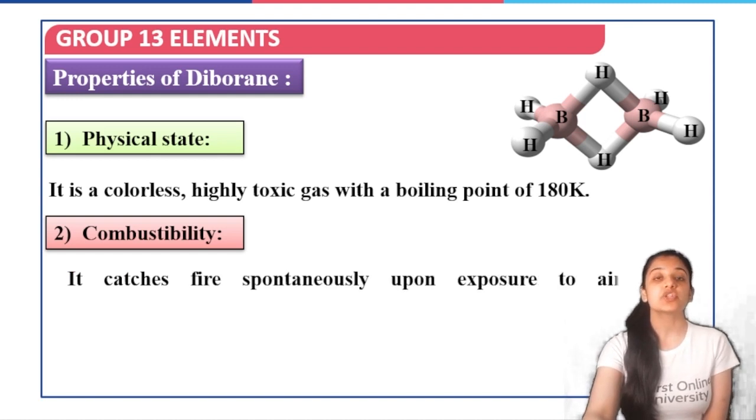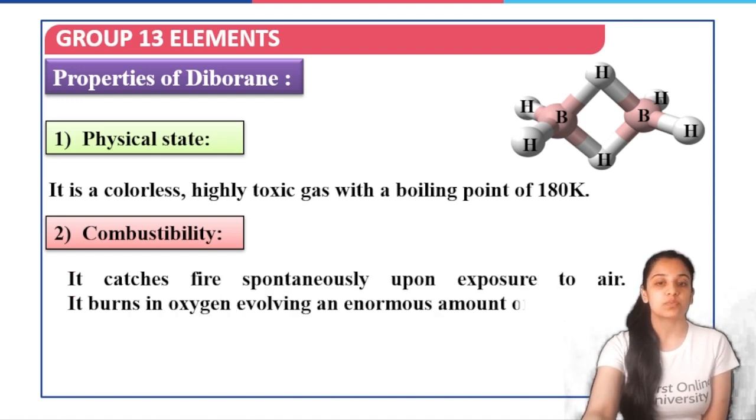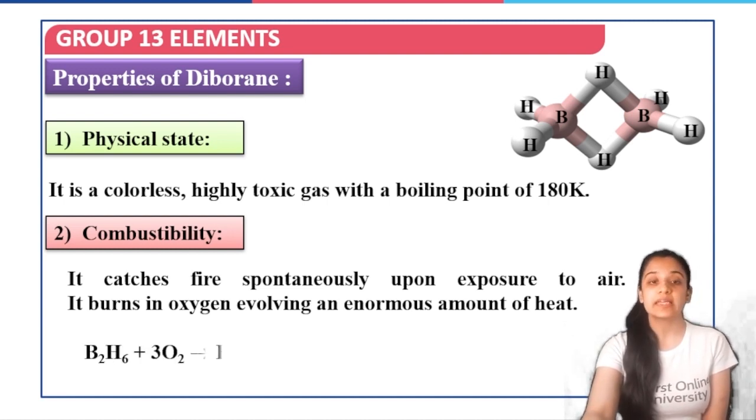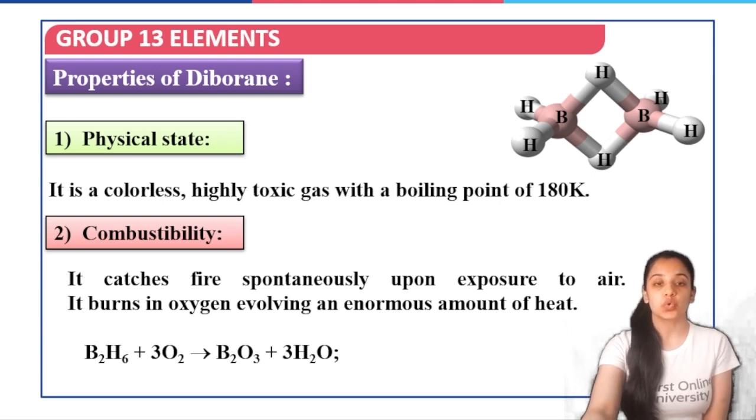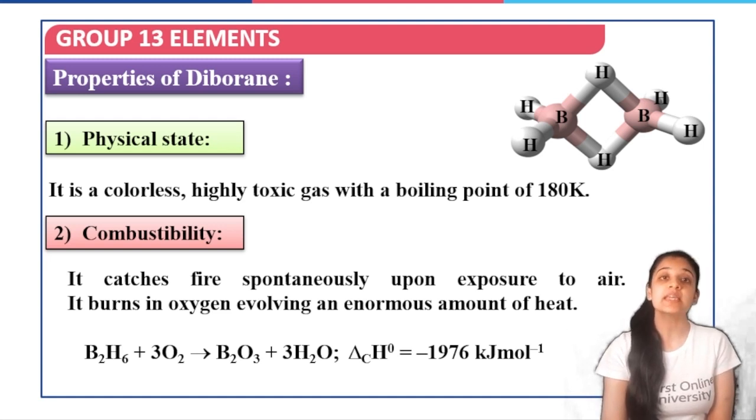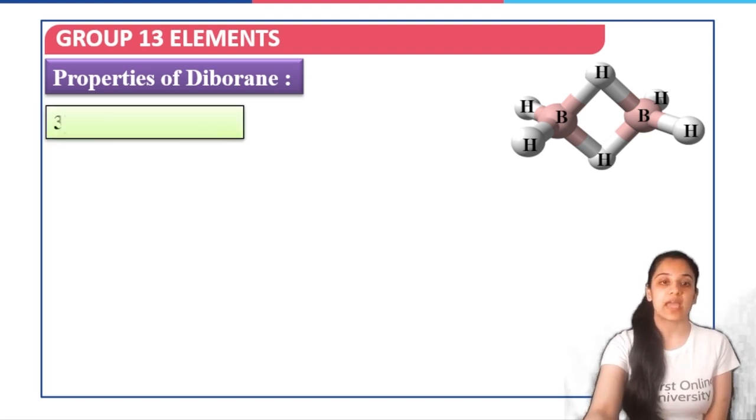Then we talk about its combustibility. It catches fire spontaneously upon exposure to air. So it is going to burn in oxygen, releasing an enormous amount of heat. So B2H6 plus O2 will give B2O3 and water as the byproduct. And here the heat of combustion is minus 1976 kilojoules per mole. So you can see a very large amount of heat is going to be liberated in this reaction.